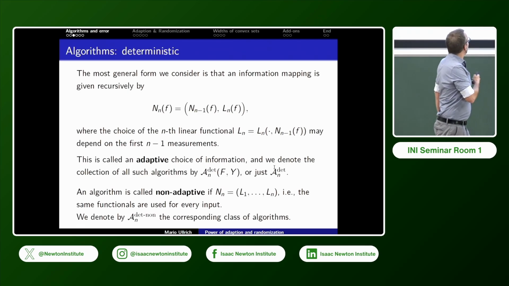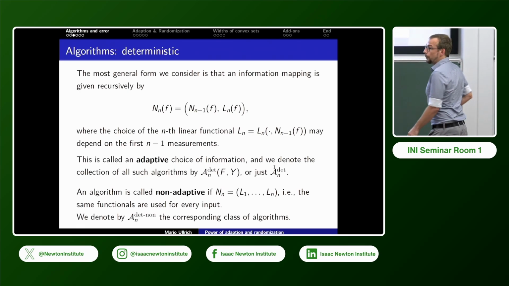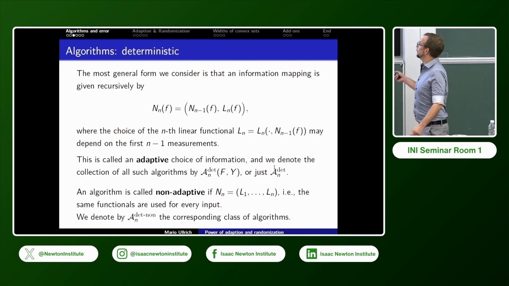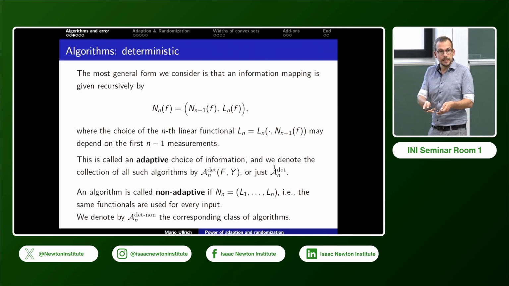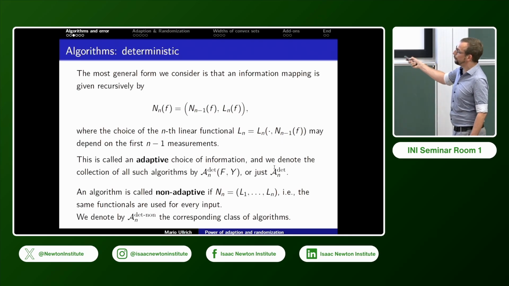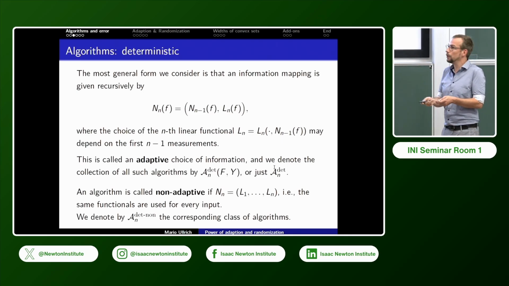So I choose my information mapping in the following way. That's the most general thing in this talk here for deterministic algorithms. I compute the first functional, L1. I look at the value I get, and then I decide what is the next measurement I'm doing. I look at the number, I look for the next measurement, and so on and so forth. So I recursively define my information. This is what I call adaptive.